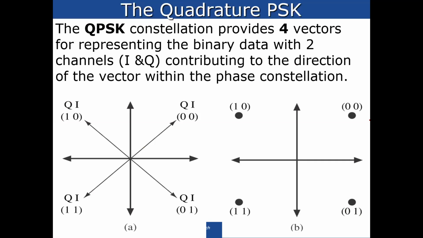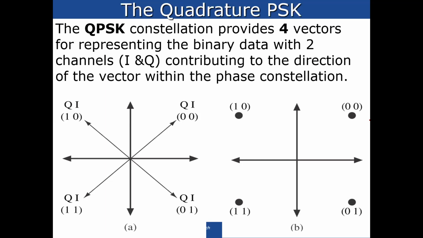Now let's move on to quadrature phase shift keying. We call it a constellation. It provides 4 vectors for representing the binary data. When we're talking about 4 vectors here, we're going to notice savings in terms of bandwidth. In QPSK transmission, more data are compressed into the same available bandwidth. If we compare that, for example, to binary phase shift keying, this is going to be more efficient bandwidth-wise.